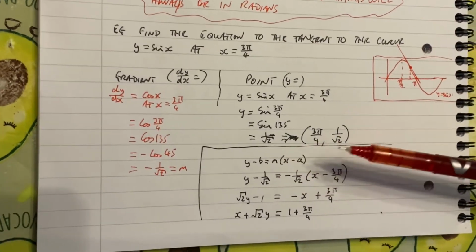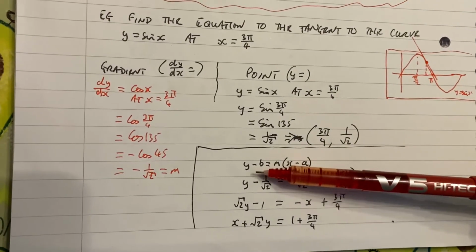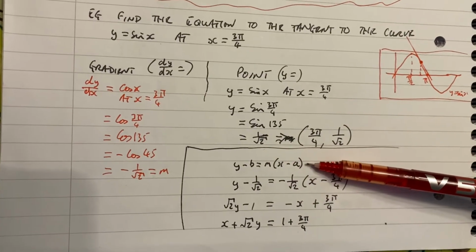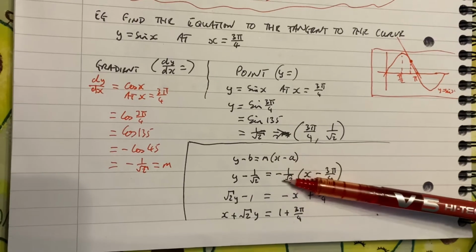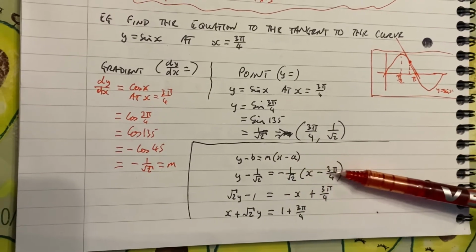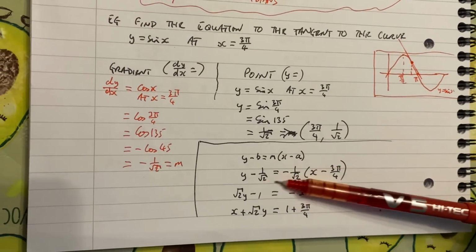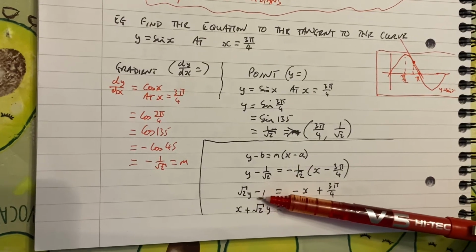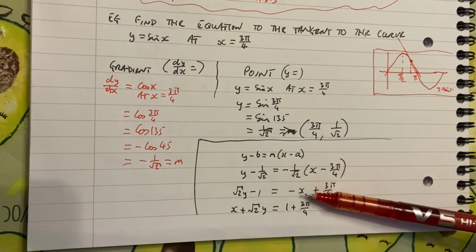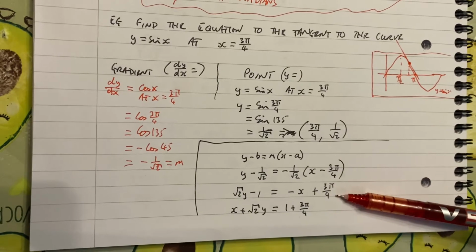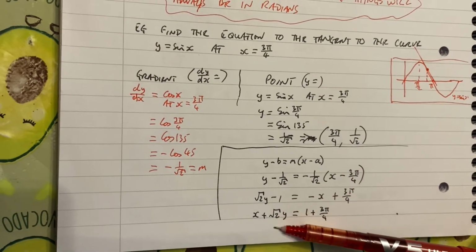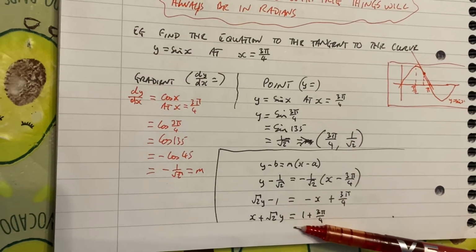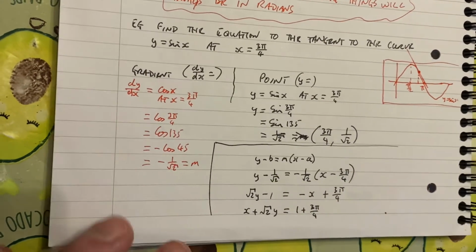So putting it together, it doesn't matter, it's got nasty values in it. So y minus b equals m brackets x minus a. Y minus 1 over root 2 equals negative 1 over root 2 bracket x minus 3 pi by 4. Times through by root 2. So root 2y minus 1 equals negative x plus 3 pi by 4. Take the x over, bring the 1 back. X plus root 2y equals 1 plus 3 pi by 4.